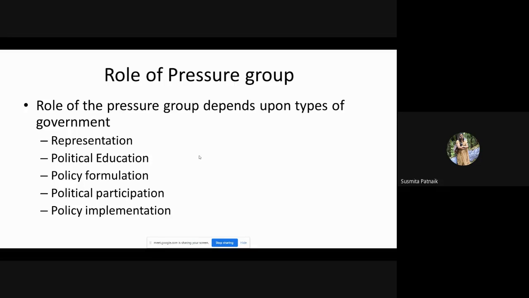Pseudo pressure groups means what? Pressure groups have to put pressure on the political system to influence the public policy, so that the policy should be in favor of that group. But pseudo pressure groups will work, but their work is not in favor of themselves; they will do the work in favor of some other pressure groups.